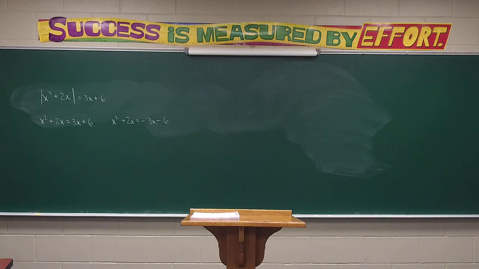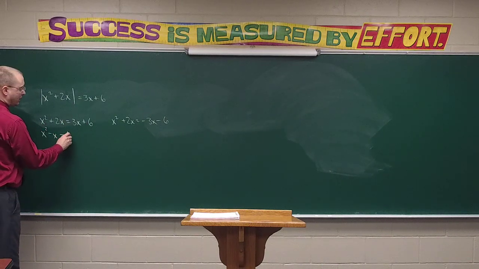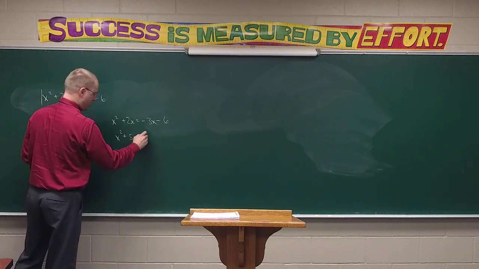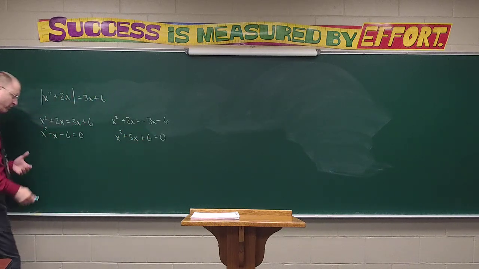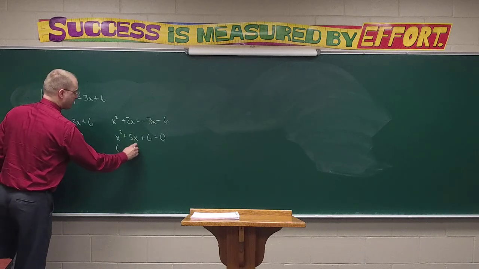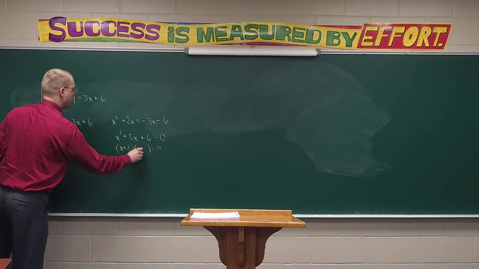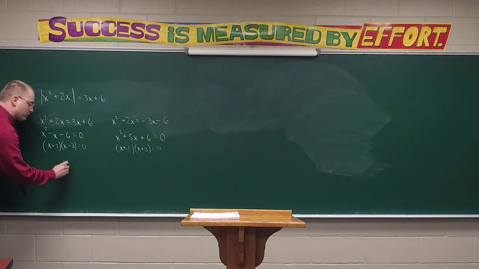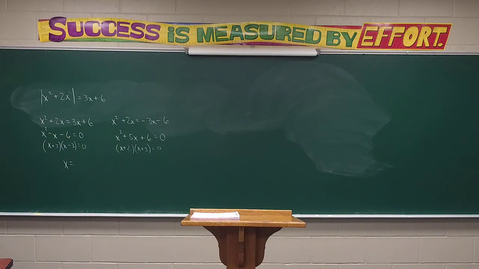We want to set the equations equal to 0. That means bringing the 3x over to get a negative x, and bringing the 6 over to get a negative 6, equal to 0. Here, bring it over to give you a 5x, and when you add, a positive 6. Now that we've set our equations equal to 0, we're going to factor each of them. We end up with x plus 2 times x minus 3, and x plus 2 times x plus 3. The x plus 2 is kind of a duplicate, but 3 possible x values. What are my possible answers for x going to be here?